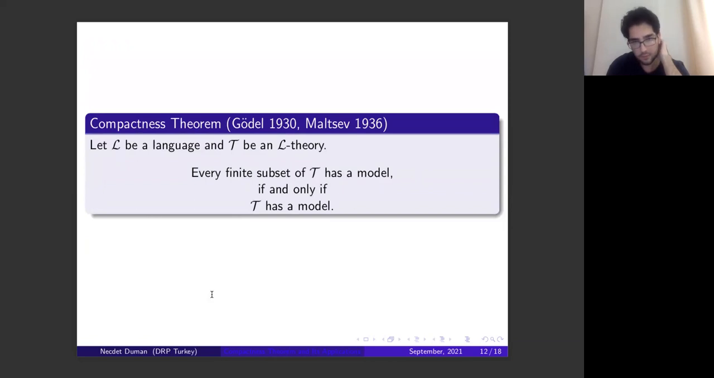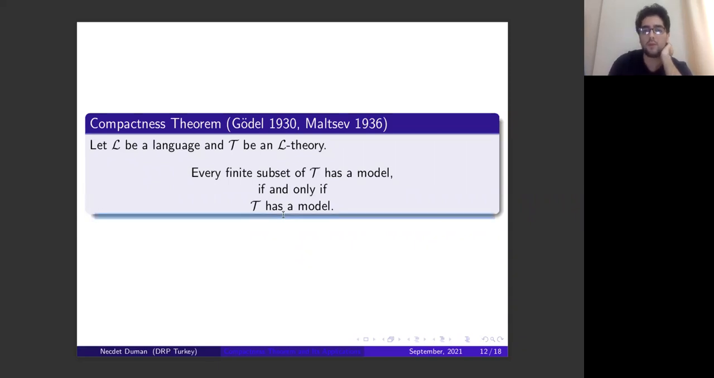So now we can state the compactness theorem. Let L be a language, let T be a theory in the language. Every finite subset of the theory has a model if and only if the theory has a model. This theorem, especially from right to left, or downwards to upwards, is very trivial. It directly follows from the definition of being a model. But from left to right, we need the completeness theorem.